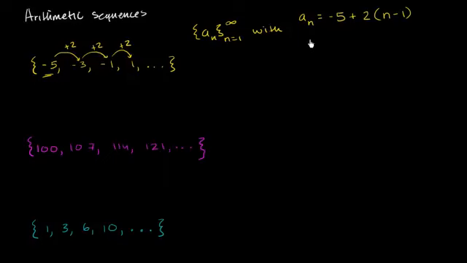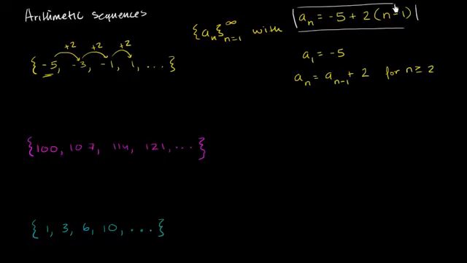If I wanted to write it recursively, I could say a sub 1 is equal to -5. And then for each successive term, for a sub 2 and greater, I could say a sub n is equal to a sub n minus 1 plus, oh, not 3, plus 2. Each term is equal to the previous term plus 2. So this is for n greater than or equal to 2. So either of these are completely legitimate ways of defining the arithmetic sequence that we have here. We could either define it explicitly or we could define it recursively.